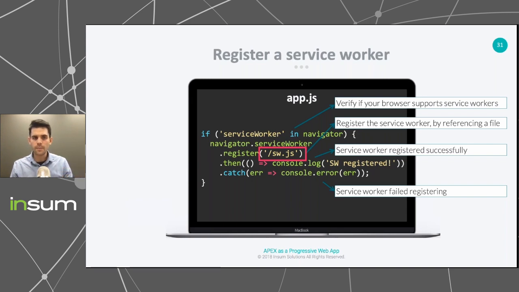And before I move on, I really want to emphasize the reference to this sw.js file here. sw.js is the service worker file, and it has to be located on the root of your Apex server.